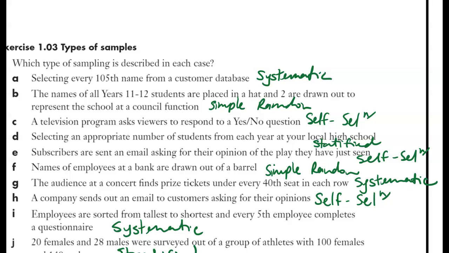There was also stratified sampling, so that was looking at different strata and selecting in proportion to the number in each strata. Something like schools, where you've got different year groups, is a really good example of stratified sampling, probably the most common.